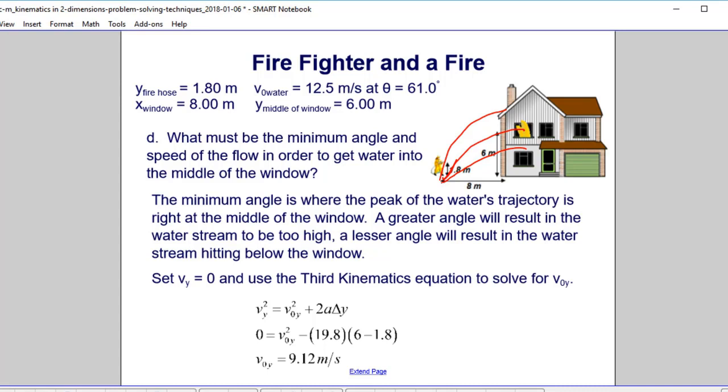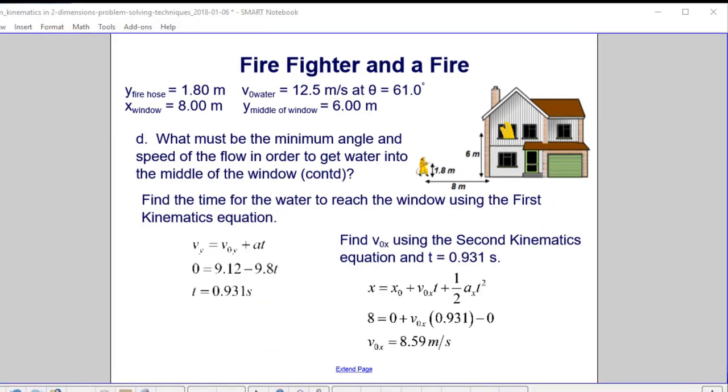So what we're going to do is set Vy equal to 0 and use the third kinematics equation to solve for the initial velocity that we need to have this case happen right here. So our final velocity is going to be 0. Our initial is what we're solving for, and then we've got 2 times the acceleration due to gravity, and then our delta y will be our final position, which is 6, minus the initial position of the hose, which you can't see there. There it is, 1.8 meters. Put the numbers in, and we need a velocity of 9.12 meters per second to meet that criteria.